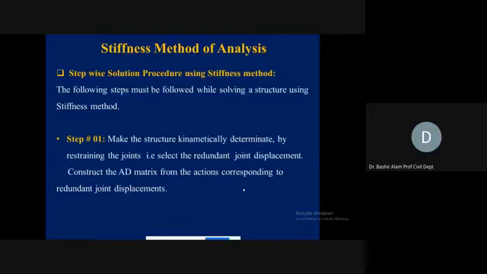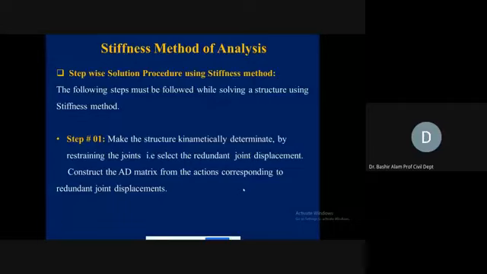Now, the stepwise solution procedure using the stiffness method. The following steps must be followed while solving a structure using the stiffness method. Step number one: we make the structure kinematically determinate. First we look at the displaceable joints. We identify them and label them, saying okay, these are our unknown joint displacements. After that, we make the structure kinematically determinate.